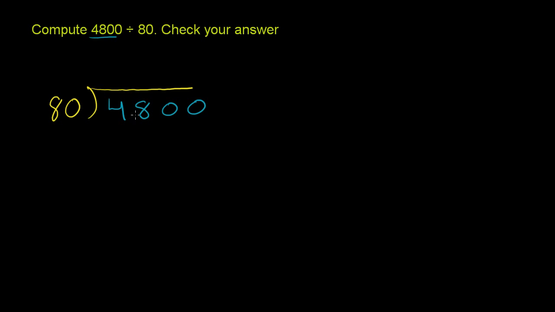Now, the first thing we say, well, does 80 go into 4? No. Does 80 go into 48? No, it's bigger than 48. Does 80 go into 480? Well, that looks interesting. Let's see. 6 times 8 is 48. So 6 times 80 is 480. We could do that right here.